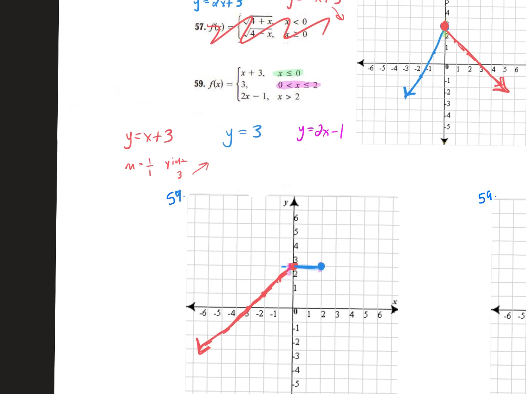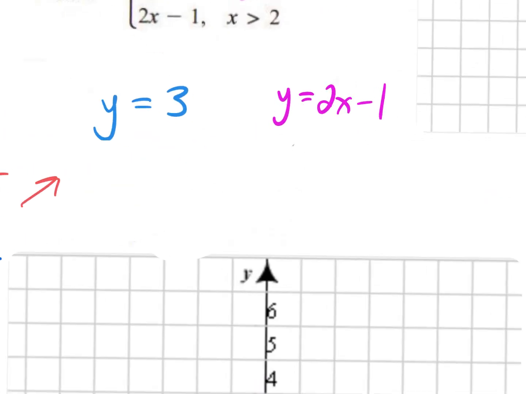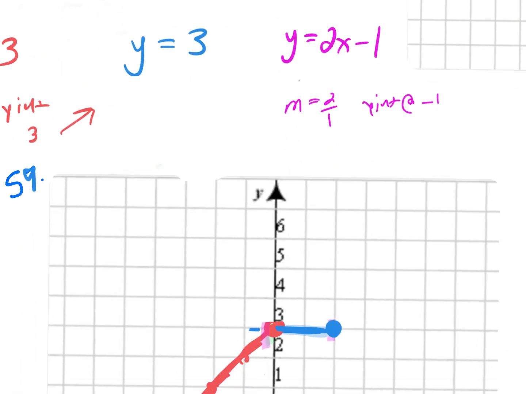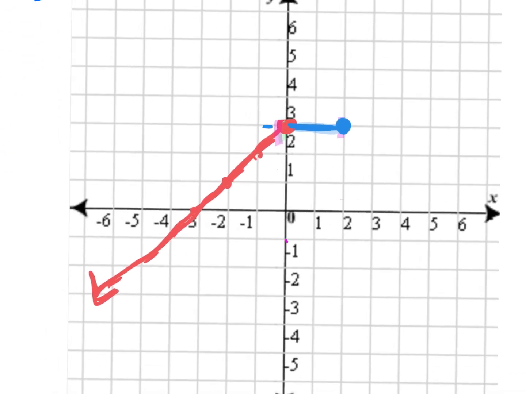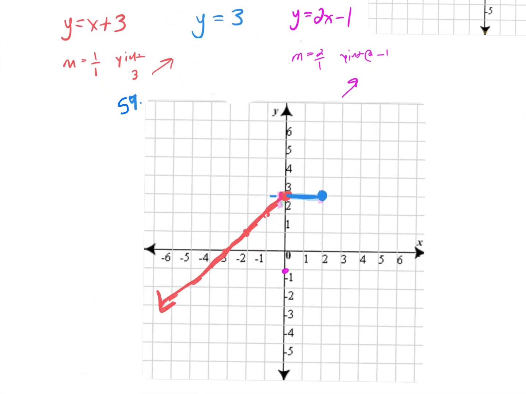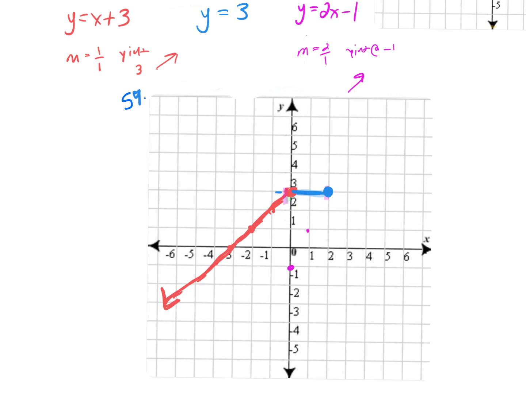And now we're going to go to pink. I have the line 2x minus 1. So my slope here is 2 over 1, and my y-intercept is at negative 1. It's a positive line, so I'm going upwards like that. So I'm going to go to negative 1, put a dot, and then my slope is 2 over 1. So up 2 over 1, up 2 over 1, up 2 over 1, up 2 over 1. And I'm going to go ahead and draw.